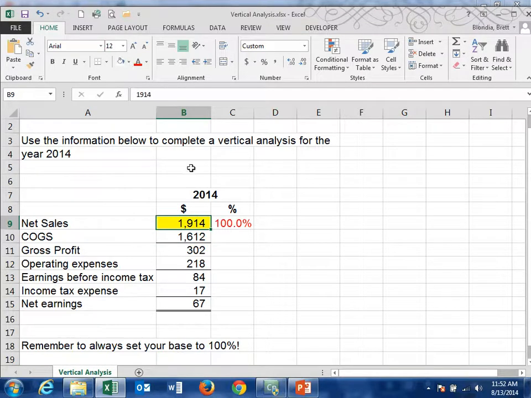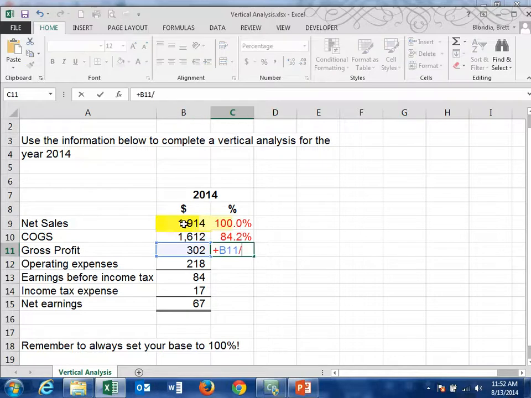So for cost of goods sold, I'll take that $1,612 and divide it by the $1,914. So 1612 divided by 1914 is 84.2%. Okay? Gross profit, same thing. I take my $302 and I divide it by my base amount of $1,914, and that's 15.8%. Operating expenses, you just continue the trend. 218 divided by 1914, and so on and so forth until you get to the very end of your statement, and then you have a set of financials that's not just expressed in terms of a dollar amount, but also in terms of a percentage.